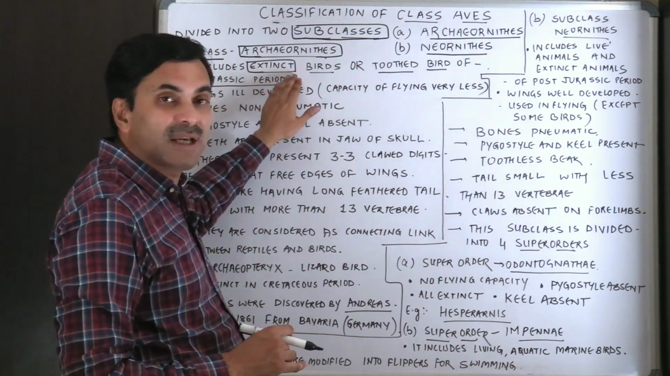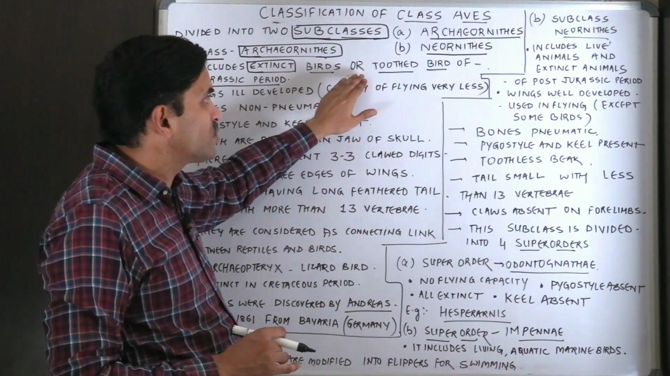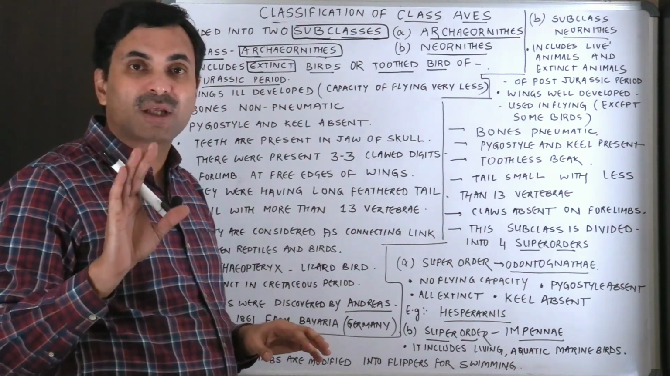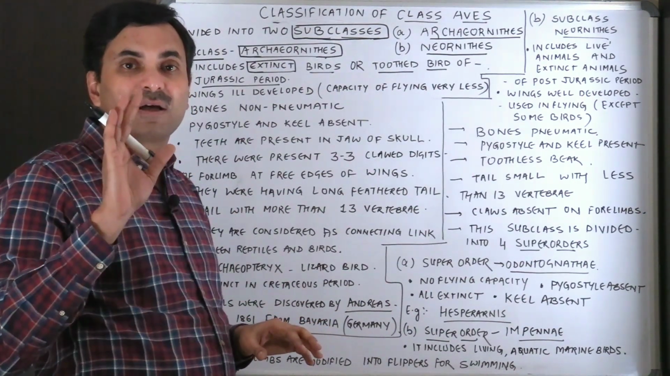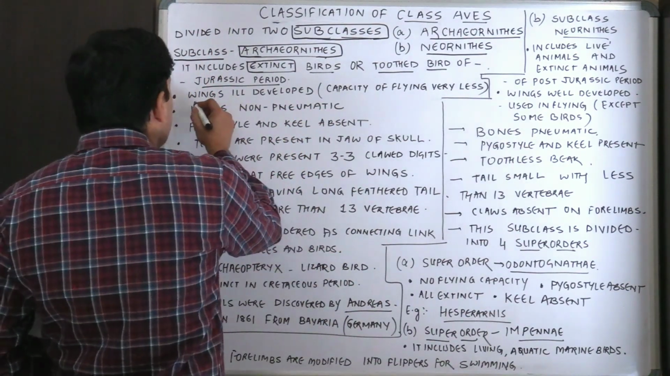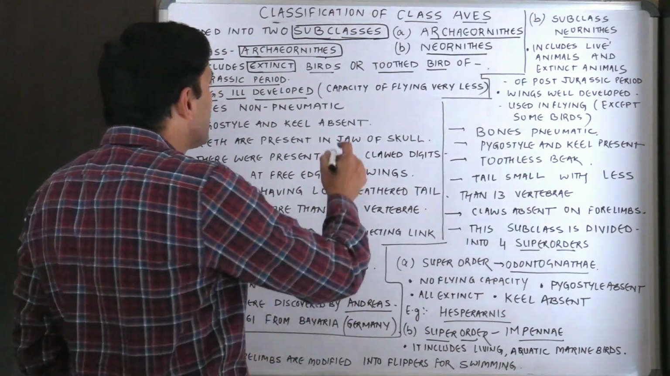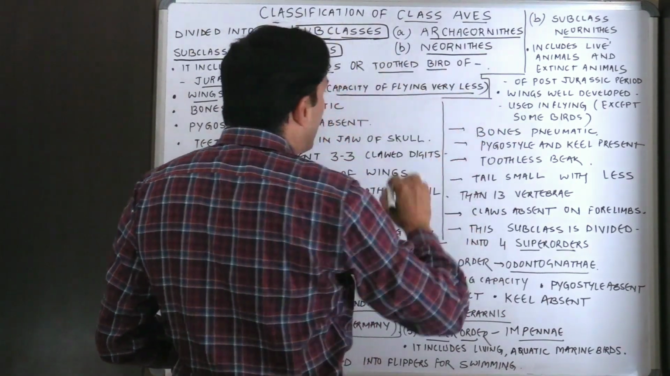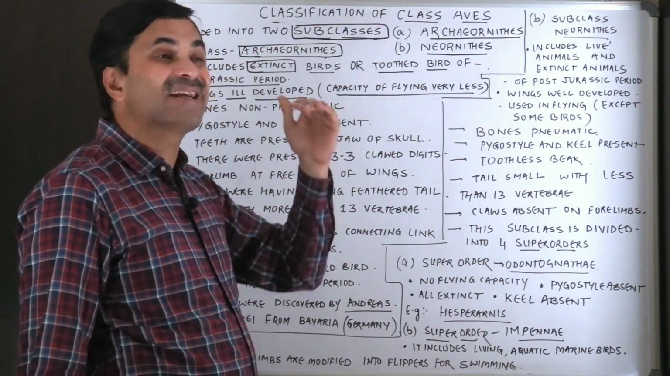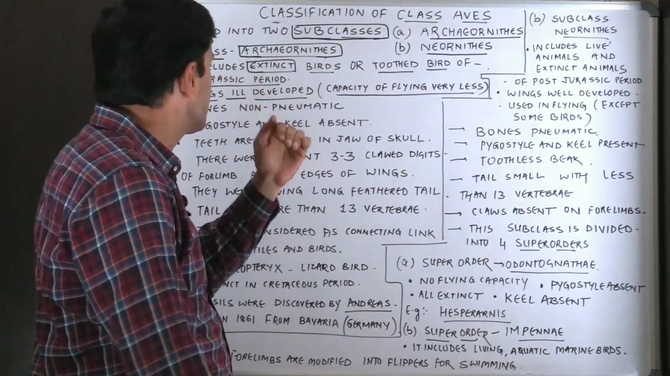So I can say that all the extinct birds are included here, and they can also be called toothed birds of the Jurassic period. Normally birds do not have teeth in their beak, but they had teeth, all right. Wings were ill developed. Ill developed wings means they did not have so much flying capacity, they did not have the capacity to fly at great heights.